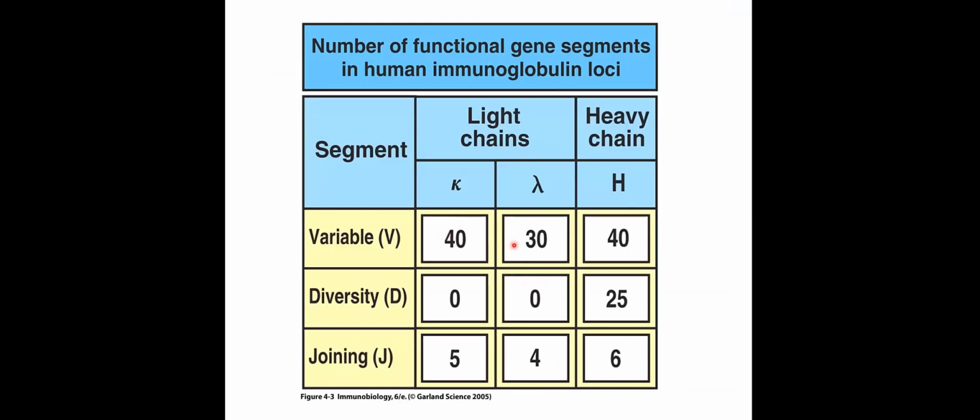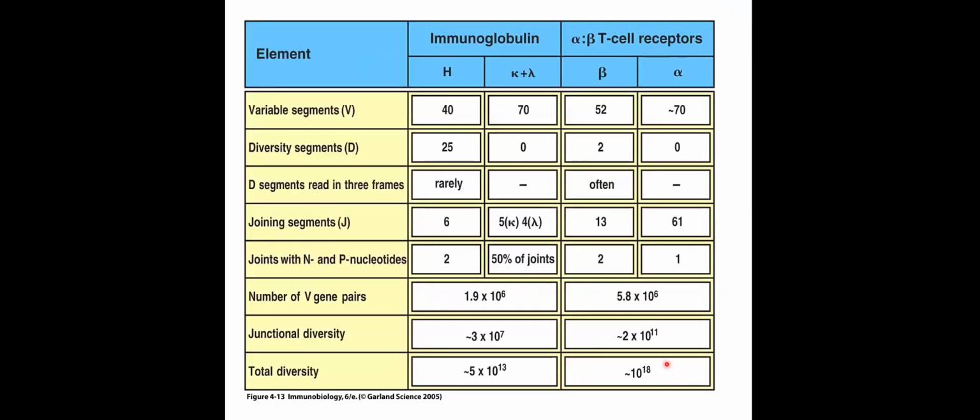So you have these different variable regions, D regions, and J regions, and then you purposely make mistakes when you put them together. And so if you add up the sources of diversity for either antibodies, which we also call immunoglobulins, or T cell receptors, which are over here, you get somewhere between 10 to the 13th and 10 to the 18th potential unique T cell receptors or B cell receptors.